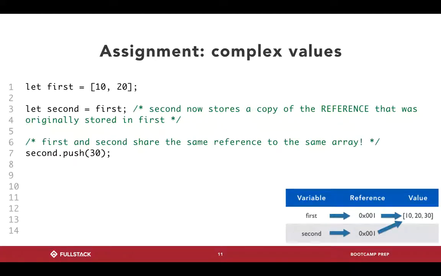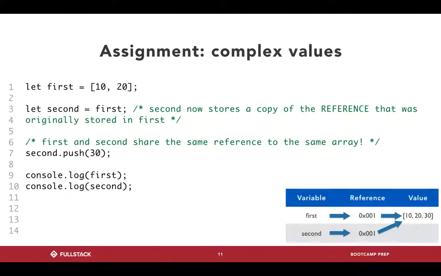So now if I do second.push(30), Java says, okay, great. Second, what are you pointing to? I'm pointing to this reference. Great, what's the value of the reference? 10, 20. Great, let's add 30 to it. And now when I print out first and second, trail backwards. Well, there's this value.